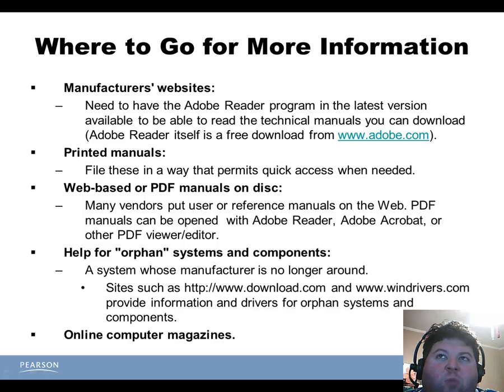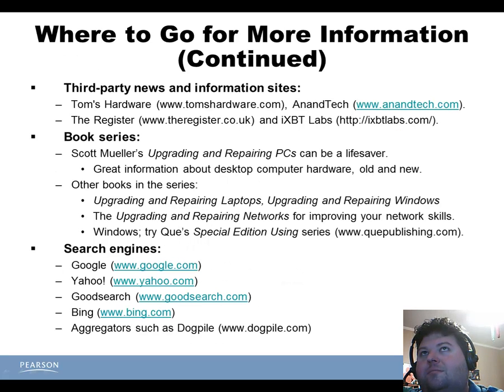Other things you can look for, if the website is no longer around because a company's gone belly up or whatever. That is called an orphan component, by the way. And most of those are available in different places on the internet. They mention a couple of sites here, download.com and windrivers.com. I like one called drivers.com. But anyways, open Google and search for the device. Put in enough details and see if you can't find a driver on the internet.